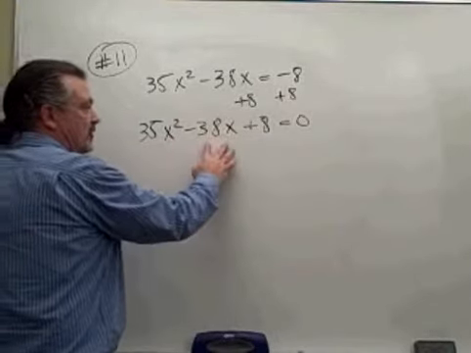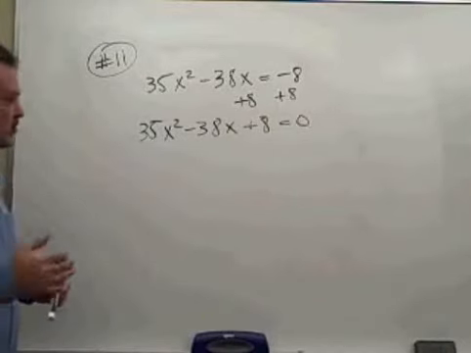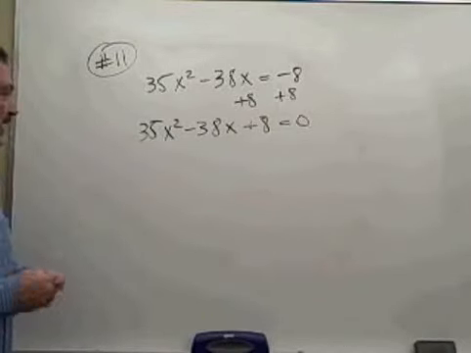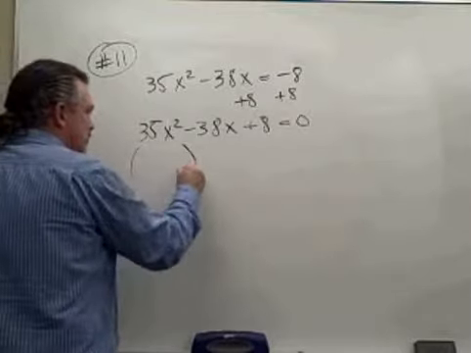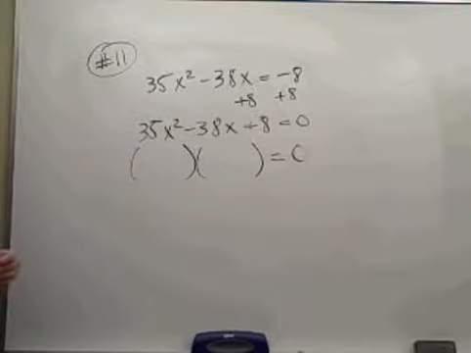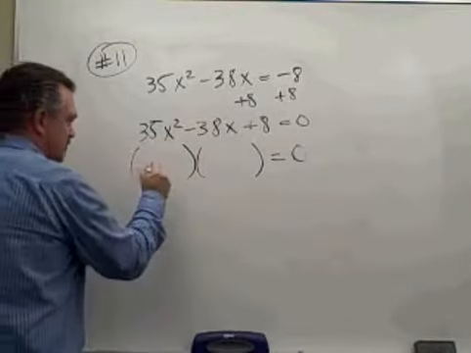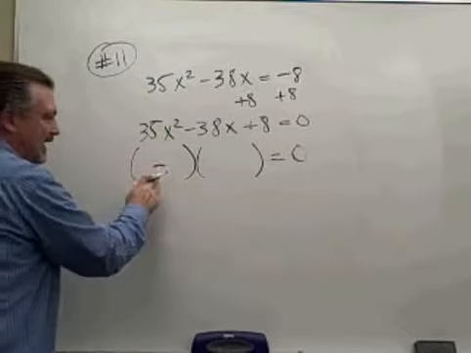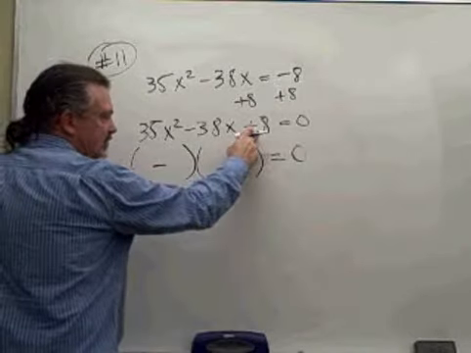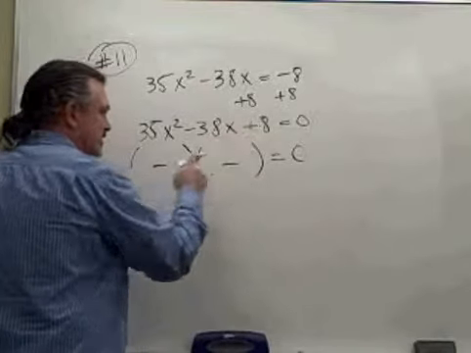35x squared, 38x, and 8 do not share any common factors. So there's no common factor I could divide out. This trinomial simply needs to be factored into two binomials. Bring down the first sign, put it into the first binomial, a minus. Now, minus times what makes a plus? Well, that'd be a minus times a minus, wouldn't it? Minus times a minus makes plus.